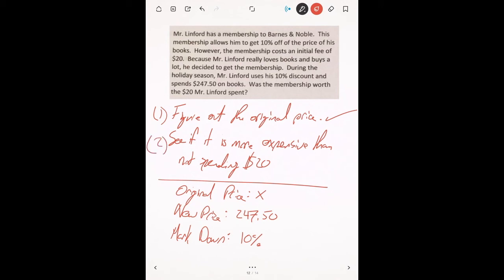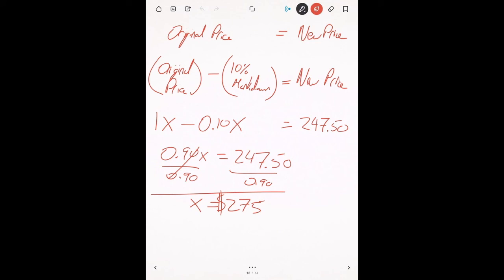Now, we figured out the first part. Now we've got to figure out the second part. Was it worth it to buy that membership? So the original price was $275. The new price was $247.50. How much money did we actually save in this situation? If we were trying to figure this out by subtraction, $275 minus $247.50 is $27.50. So I saved $27.50.